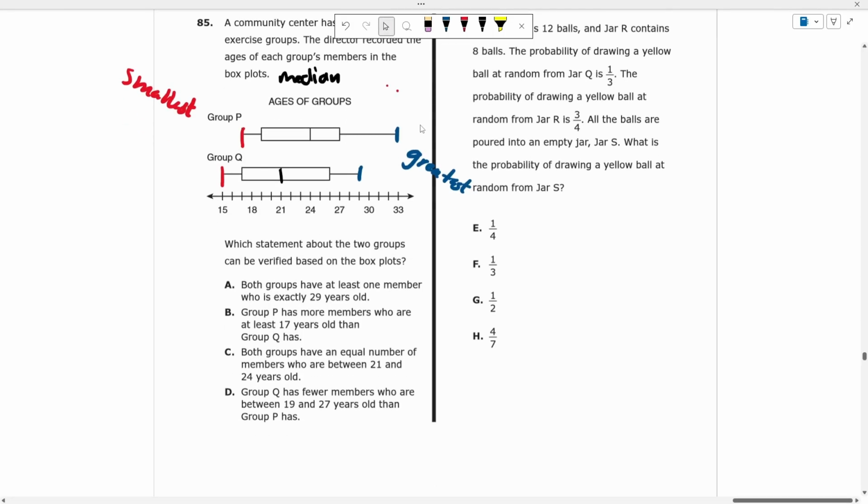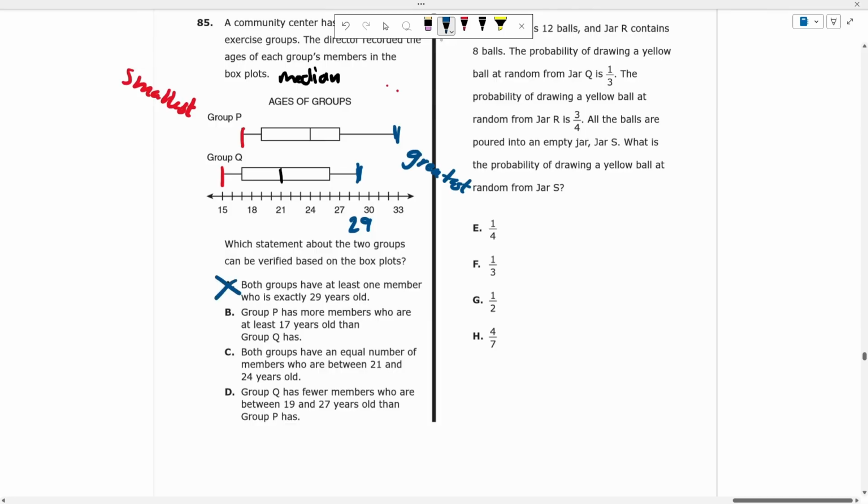So it's asking which statement about the two groups can be verified based on the box plot. A, both groups have at least one member who is exactly 29 years old. Well, let's look at this, right? Here, we know that the greatest value is 29. So we know that group Q actually has to have a 29-year-old because the whisker ends at 29. That means that one person there is 29. But group P, the whisker actually ends around 33, I think, if you just draw a straight line. It ends at 33, yeah. Which means that the greatest person here is 33.